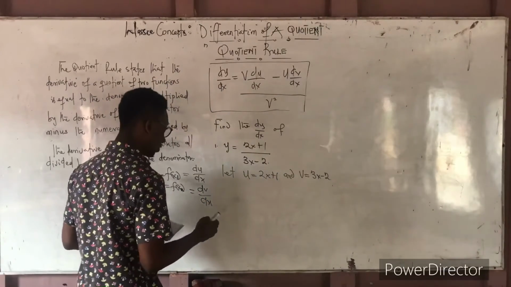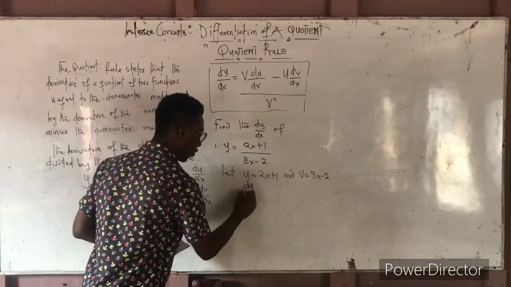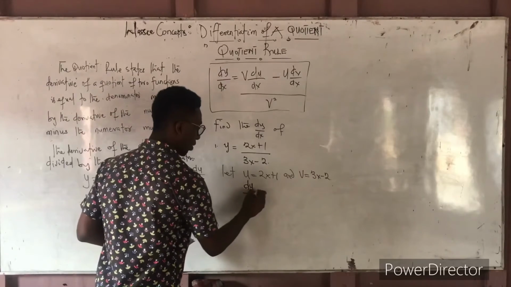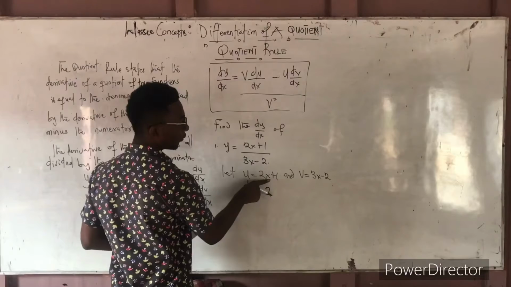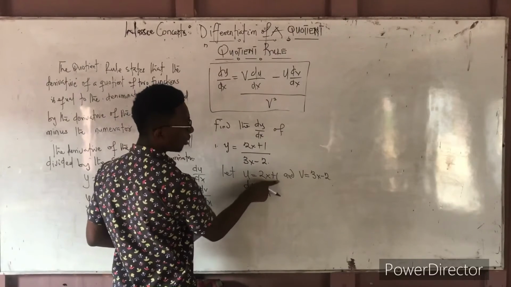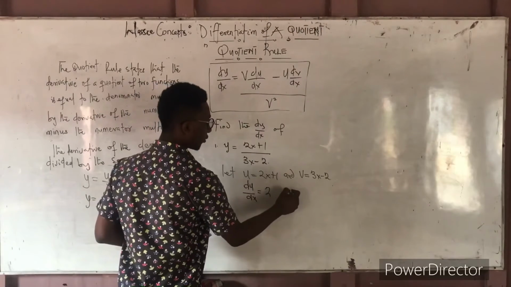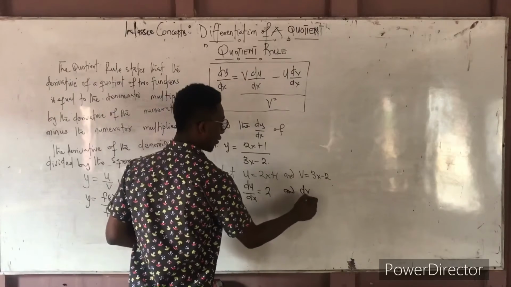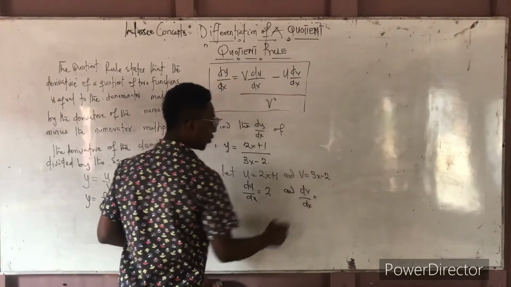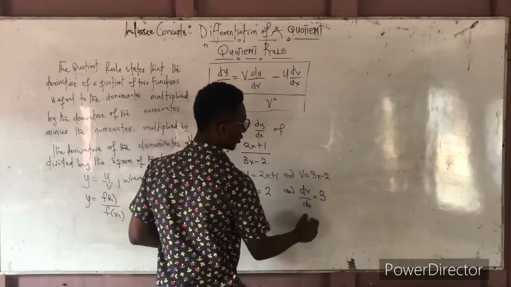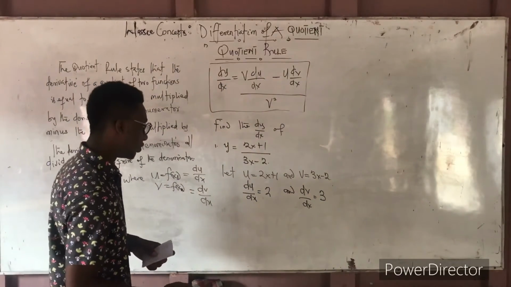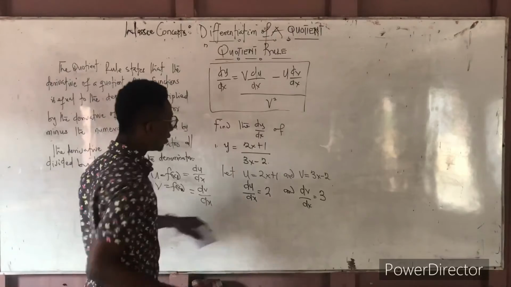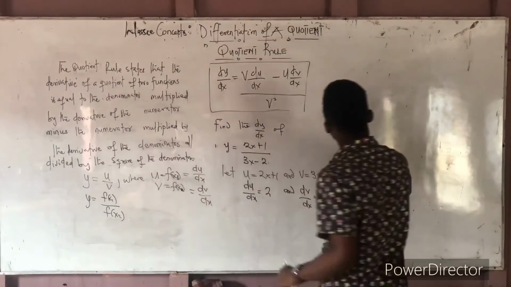What happens is that you have to find your du/dx, which is equal to the derivative of 2x, which is 2, plus the derivative of 1, which is 0. And dv/dx is equal to 3, because the derivative of minus 2, a constant, gives 0. So therefore, the formula holds this way.